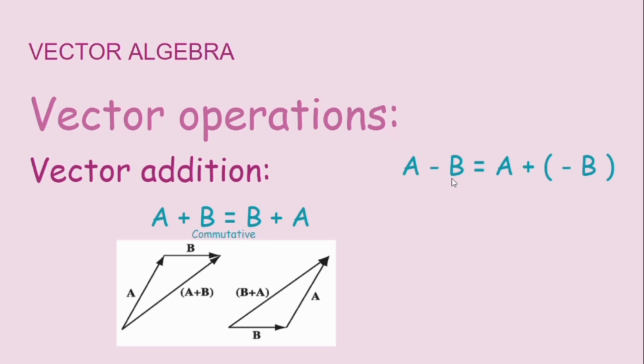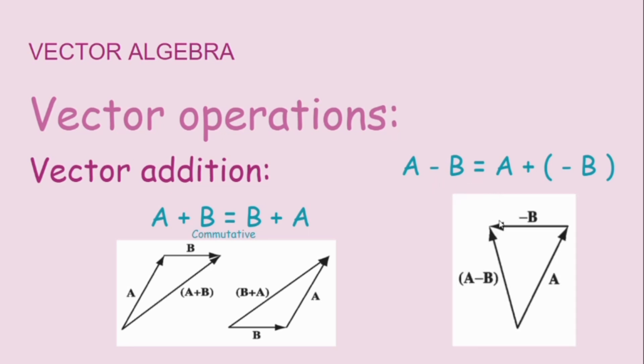Now if we have A minus B, it does not mean that we are subtracting these vectors. It simply means that B has negative direction or opposite direction. Just the direction of the B vector is reversed and this is the resultant vector.